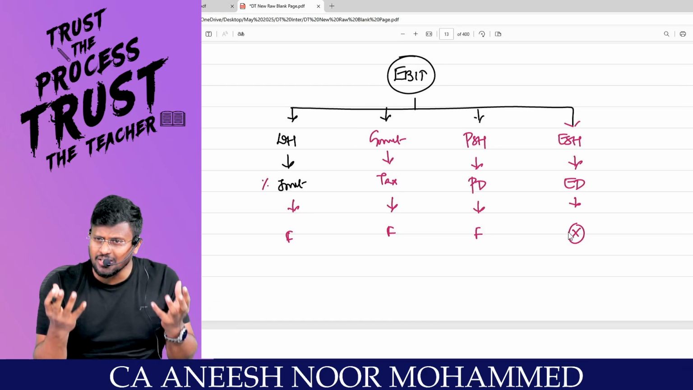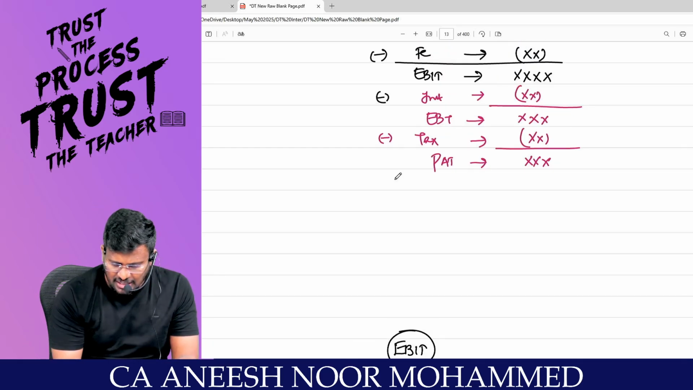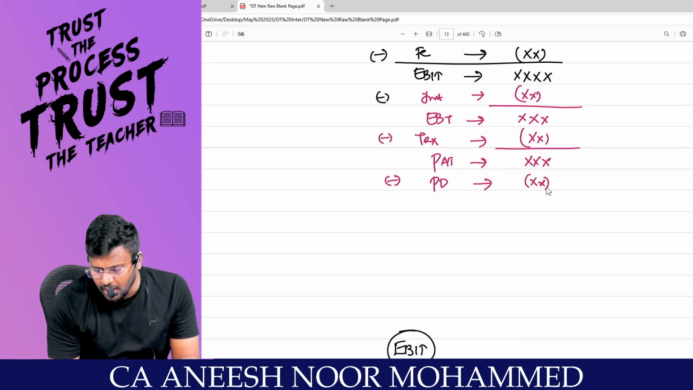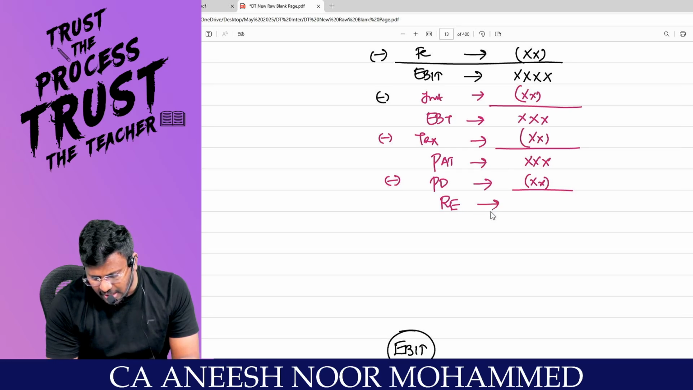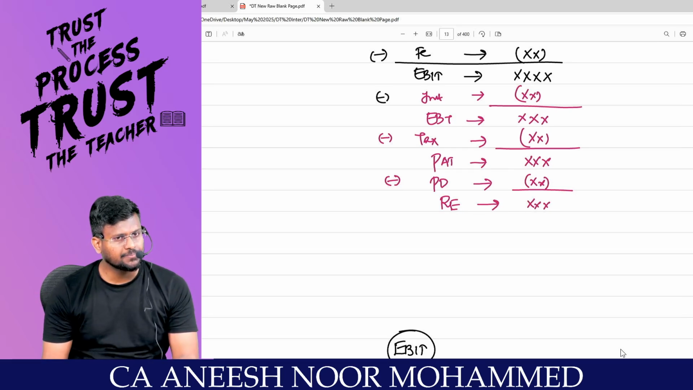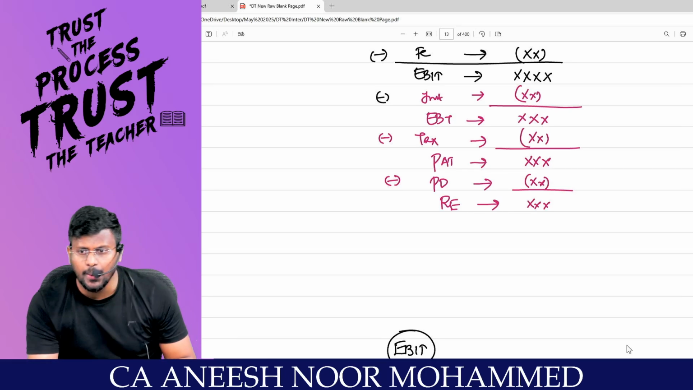They will not say how much amount they want. Since that is the case, from the profit after tax, we will be paying what? Preference dividend. The remaining is called residual earnings. From this residual earnings, we will pay the equity dividend.